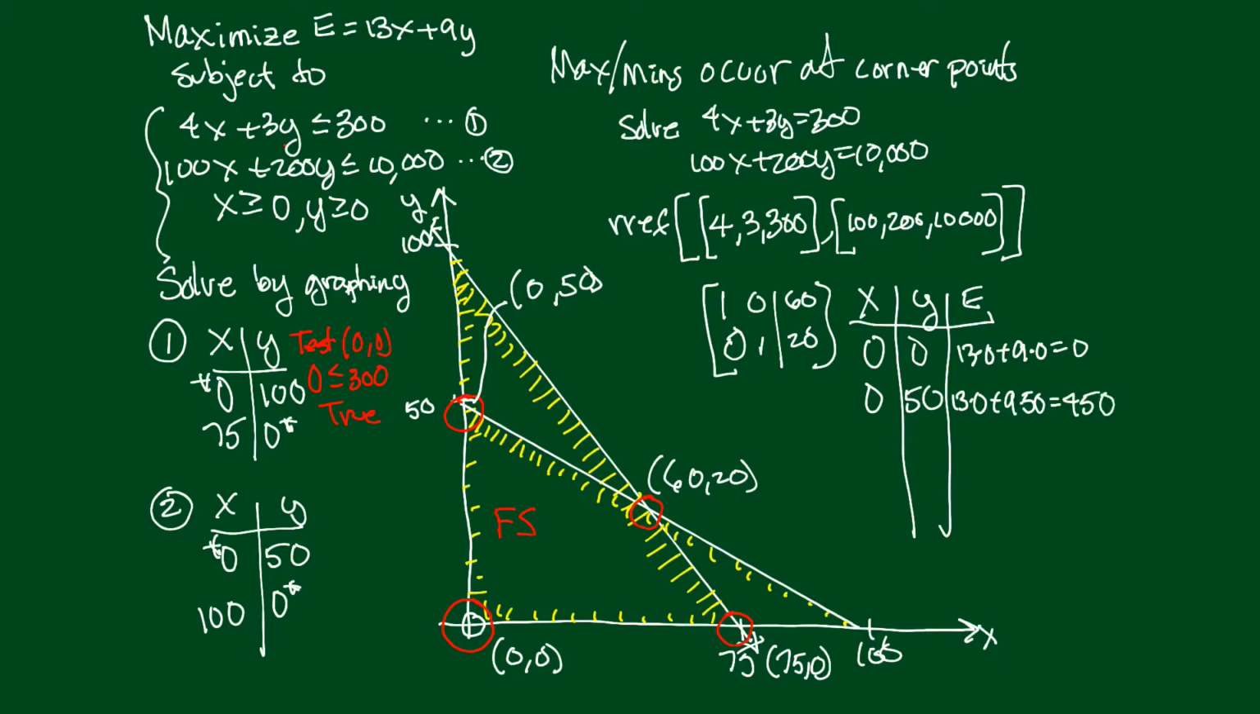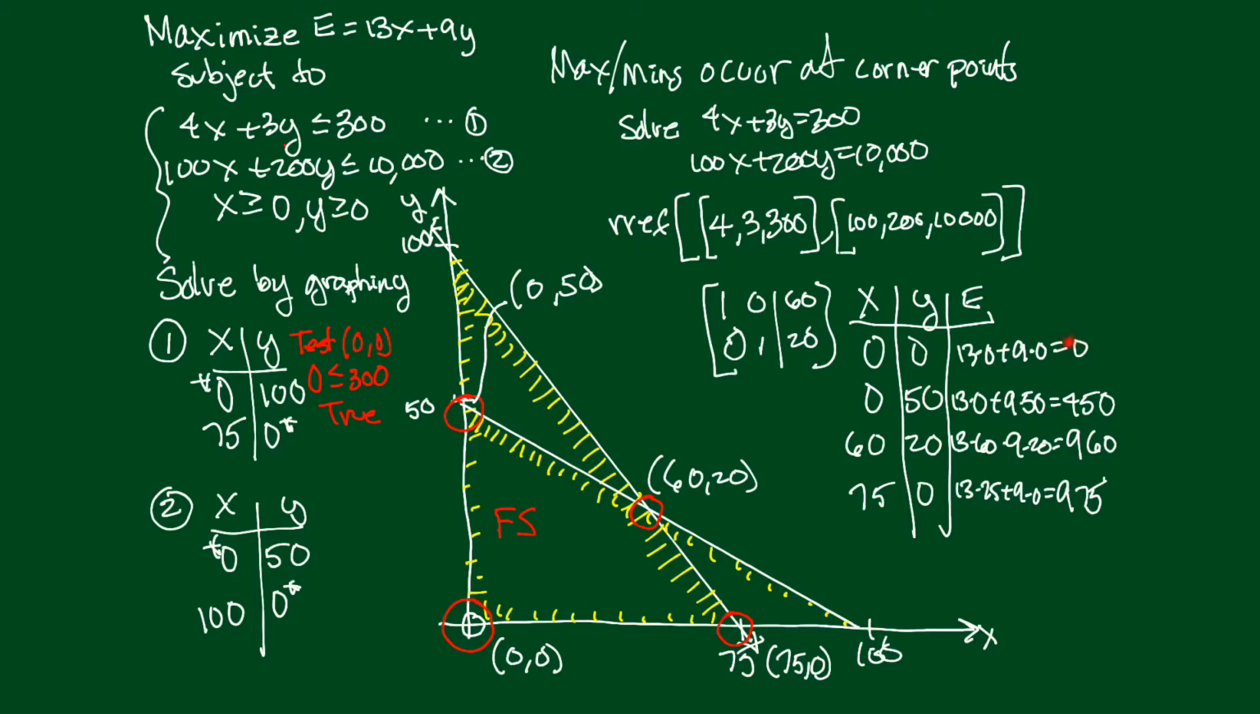And then let's go down to our intersection of the two lines there. That's going to be 60 for X, 20 for Y, so it's going to be 13 times 60 plus 9 times 20. Okay, now what does that turn out to be? I got 960 when I did that. And then finally, we're going to be down at this point right here. That would be X is 75. That'd be 75 crate A boxes and no crate B boxes. So this is going to be 75 for X, 0 for Y. So it's 13 times 75 plus 9 times 0, and that turns out to be 975.